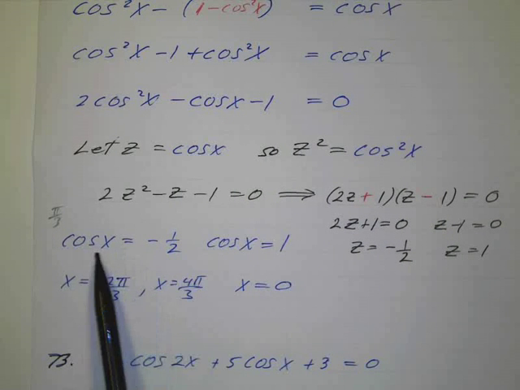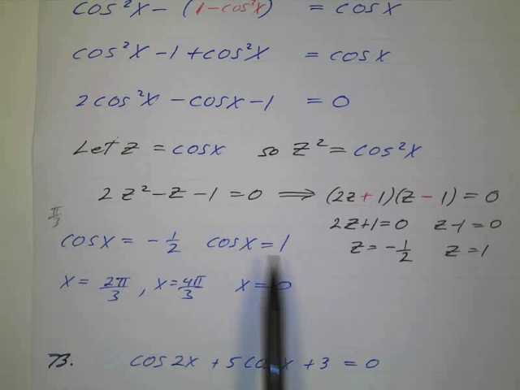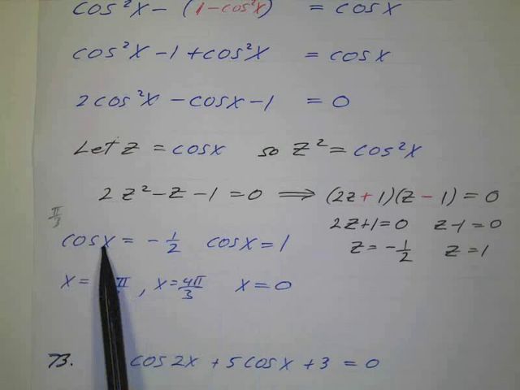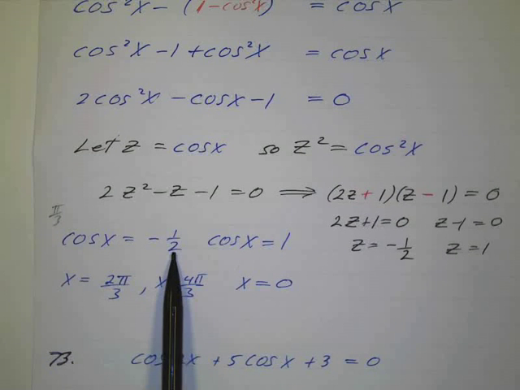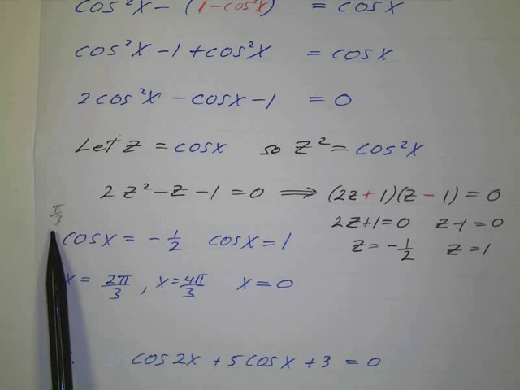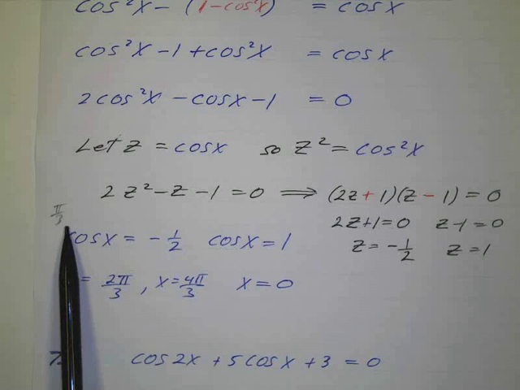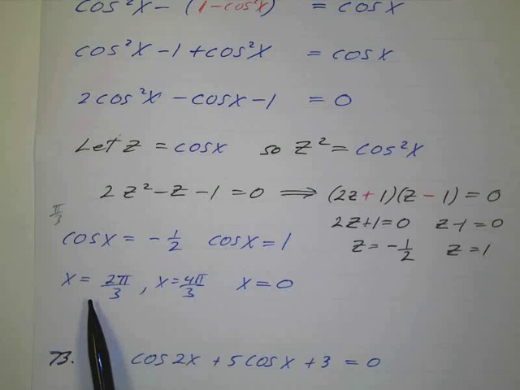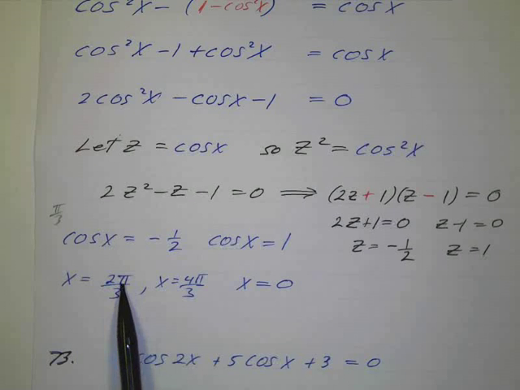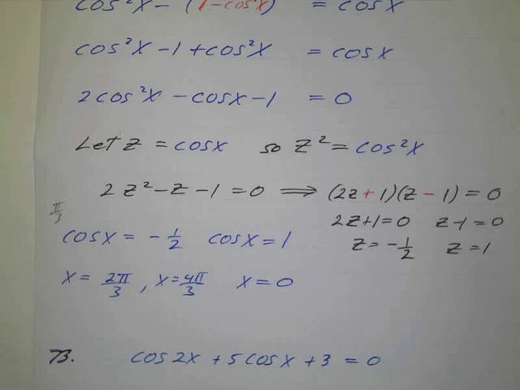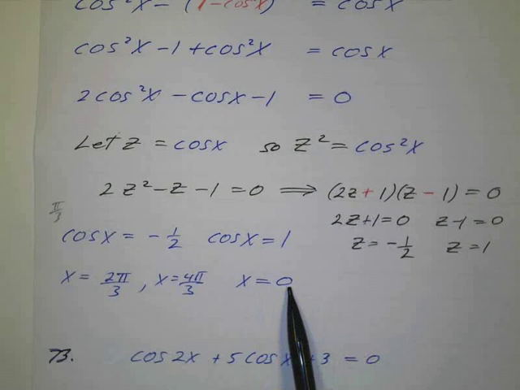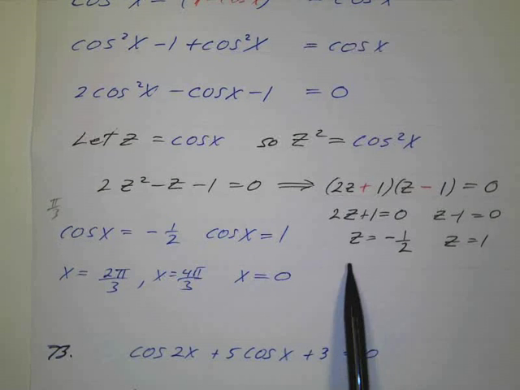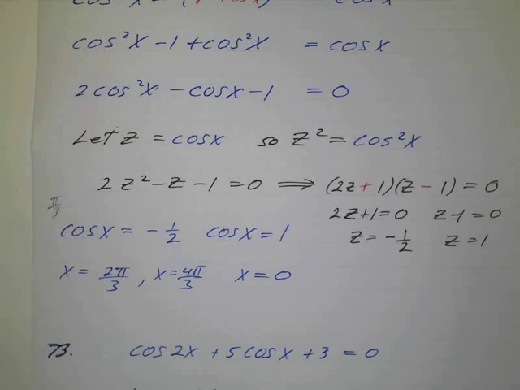But what was z? Cosine. So the cosine of x equals negative 1/2, or the cosine of x equals 1. Well, the cosine of what is negative 1/2? I know the cosine of pi over 3 is positive 1/2, but I want negative 1/2, so that's going to put me in quadrants 2 and 3, because the cosine is positive in quadrants 1 and 4. And then the cosine of x equals 1, just at x equals 0, because the cosine goes sort of like this.